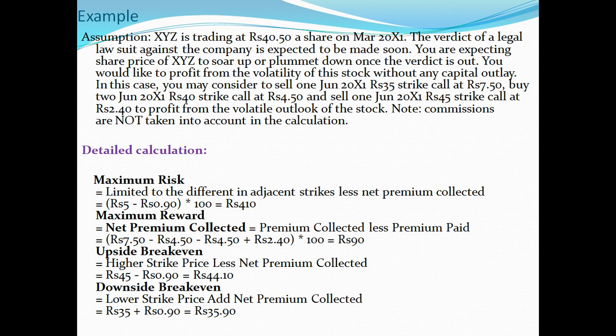Higher upside break even equal to higher strike price less net premium collected, equal to 45 minus 0.90, equal to 44.10. Downside break even equal to lower strike price plus net premium collected, equal to rupees 35 plus rupees 0.90, equal to 35.90.